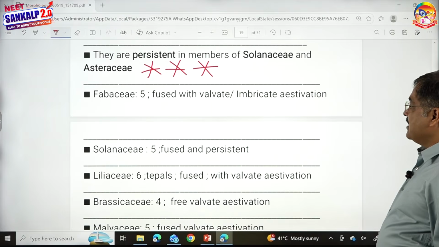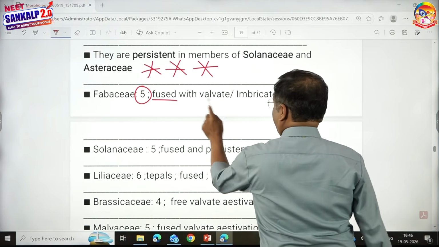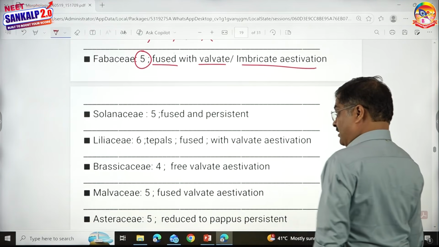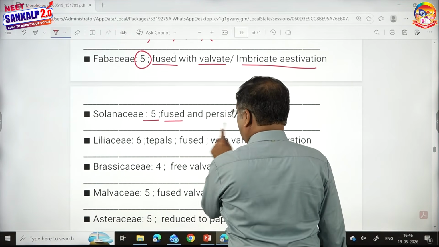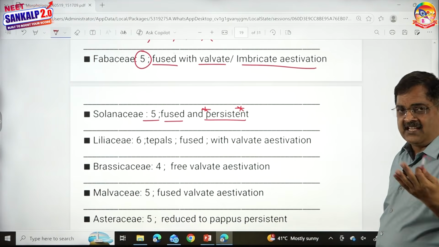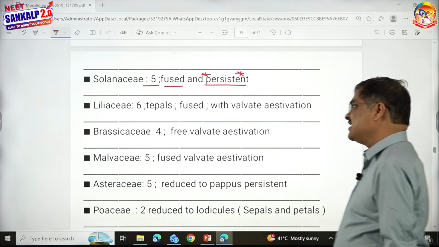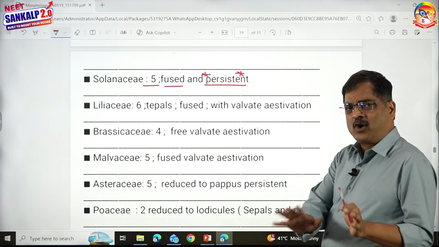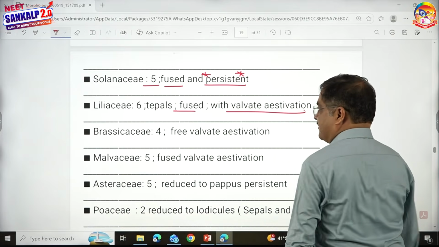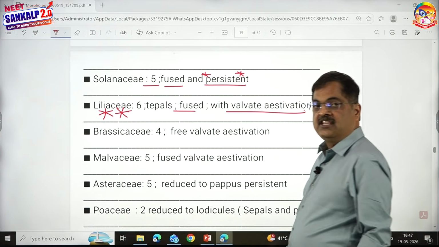All right. In Fabaceae, how many sepals are there? 5. They are fused with valvate or imbricate aestivation. In Solanaceae, there are 5 sepals, fused and persistent, with valvate aestivation. Liliaceae, 6 tepals. Okay, I'm not calling them sepals. 6 tepals. They are also fused with valvate aestivation. This is important again. Outer 3, inner 3. They are fused with each other.